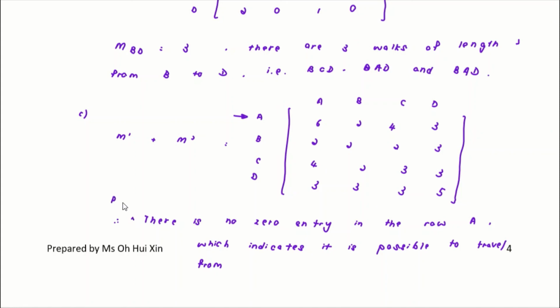Yeah, sorry, I should just do this. Possible, there is no 0 entry in the row A, which means that by looking at this matrix, you realize that you will be able to reach any other town from A by using a walk that is less than length 3, which means length 1 and length 2. Okay, so that's the idea for this question. So now let's move on to the last example.